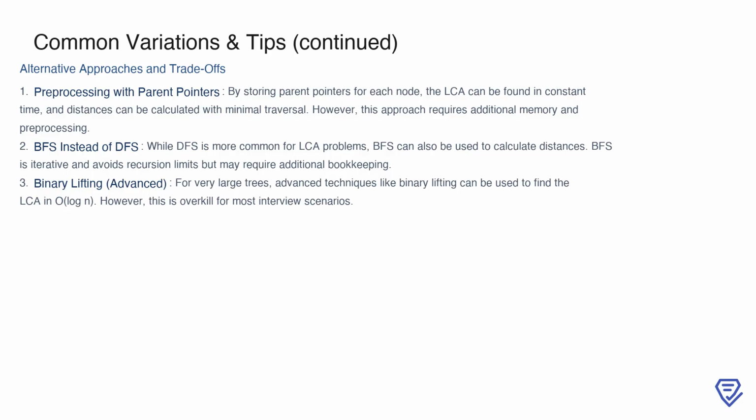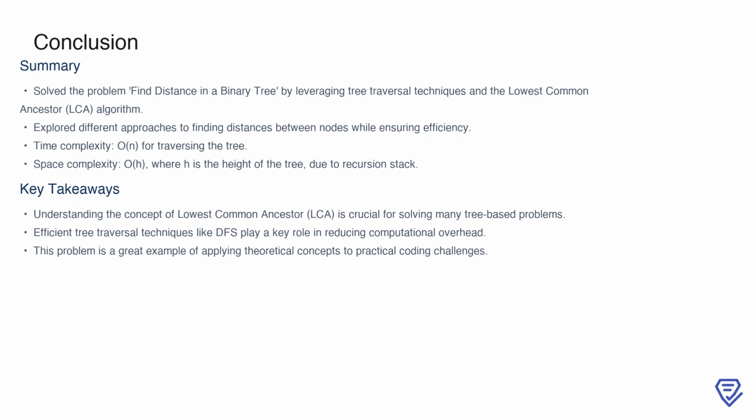Binary lifting enables you to find the LCA in O(log n), which is incredibly efficient. However, this approach is typically overkill for most interview scenarios and requires a deeper understanding of pre-processing and sparse tables. While these alternatives can be useful, it's essential to weigh their complexity against the specific requirements of the problem at hand.